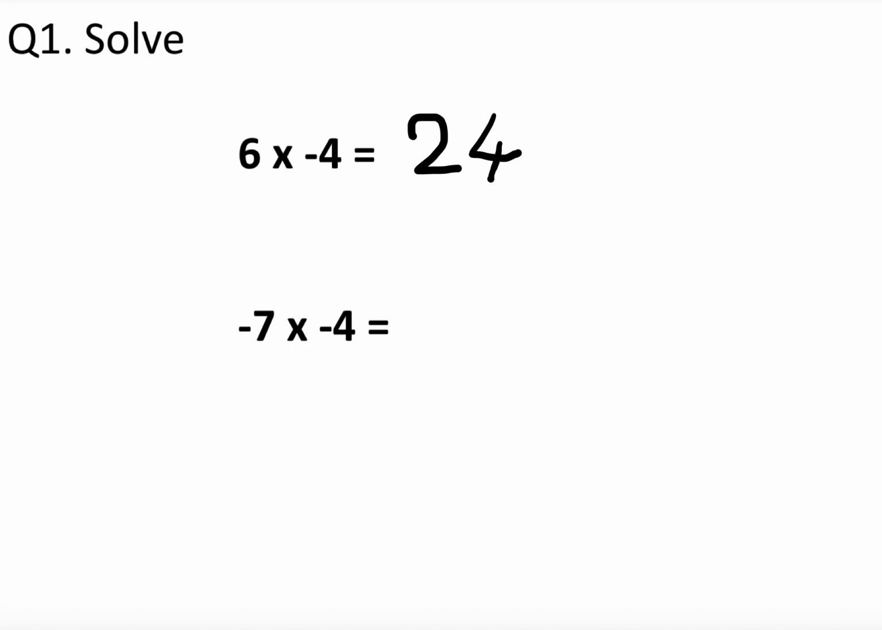But as you can see, we've got a plus and a minus. What happens when we times a plus and a minus together? We end up with a minus, so that would be minus 24. The next one, we've got 7 times 4.